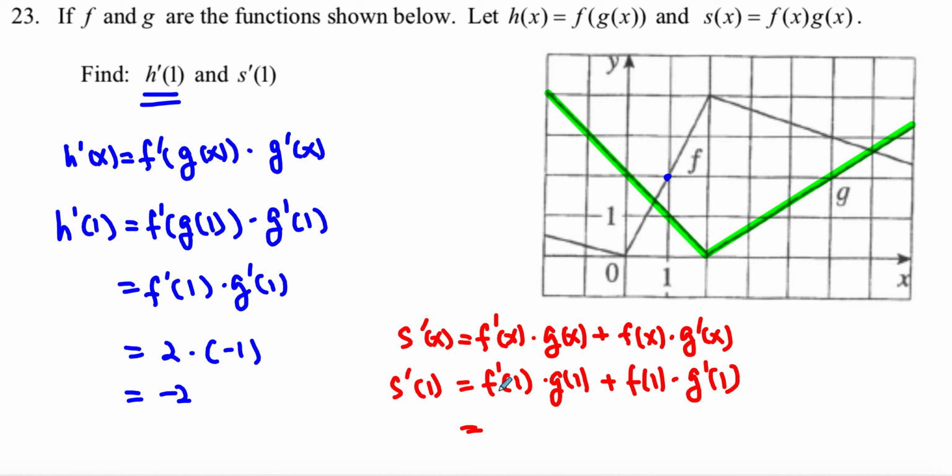Earlier we calculated that f prime of 1 was equal to 2, and g of 1 we calculated to be 1, plus f of 1. f of 1 is, right over here, 2. It was kind of interesting: not only was the value 2, but the slope was 2 as well at this particular point. And g prime of 1 was negative 1. We calculated that earlier. Then we get 2 minus 2, which becomes 0. That's the answer.